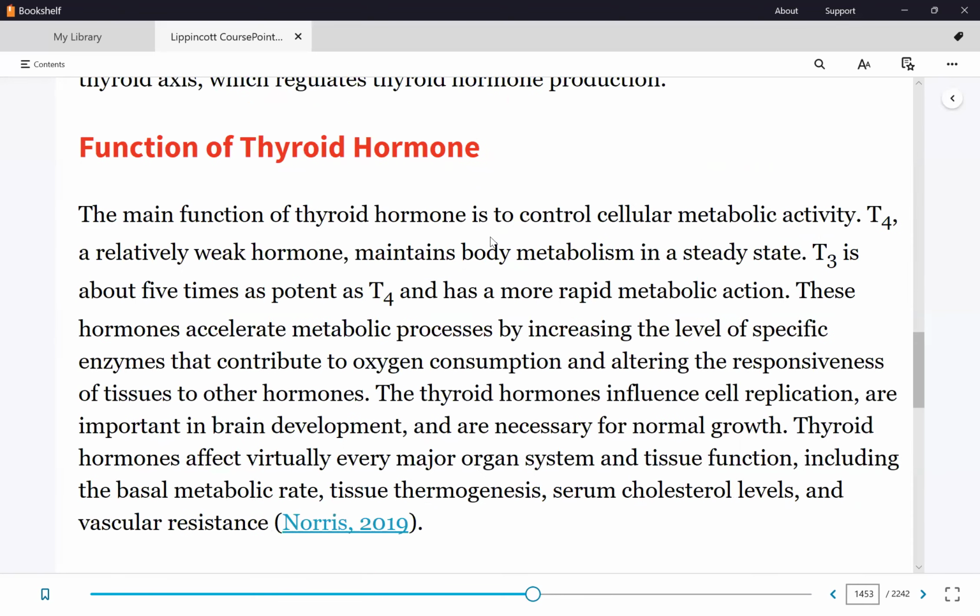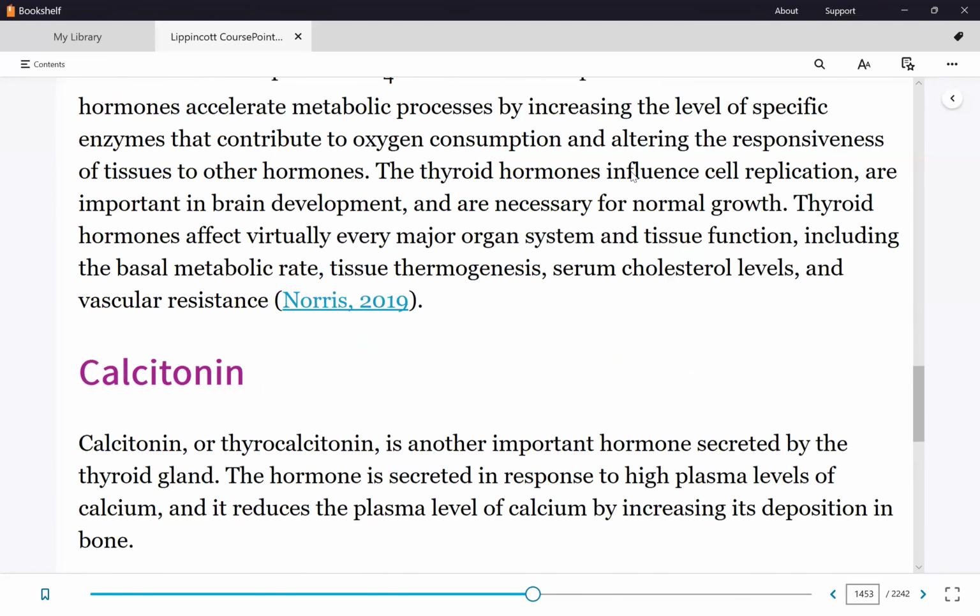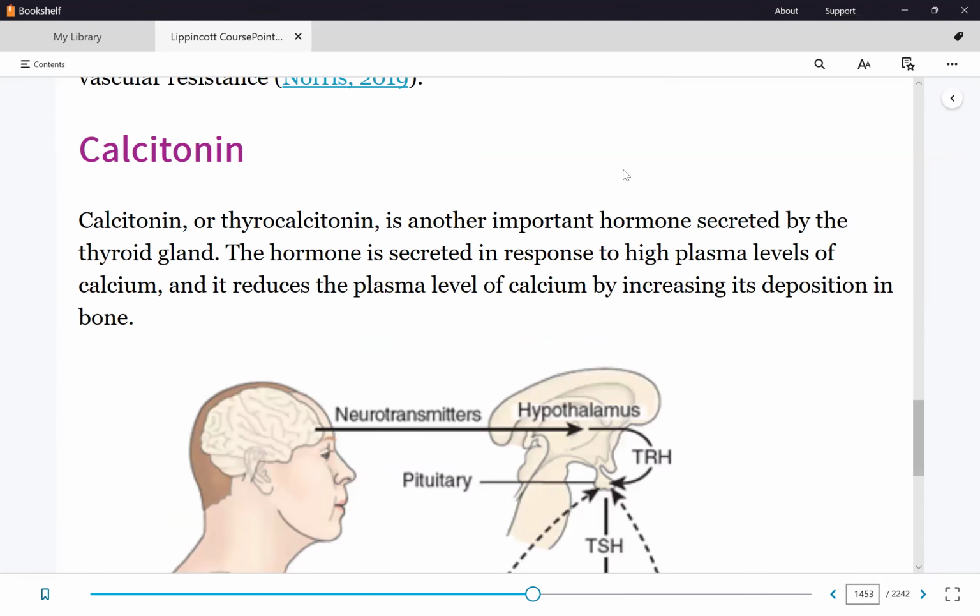I already said that the function of the T3, T4 is to influence the metabolic rate of the body. Which cells? All cells' metabolism will be affected. Okay, and I already mentioned the function of calcitonin.